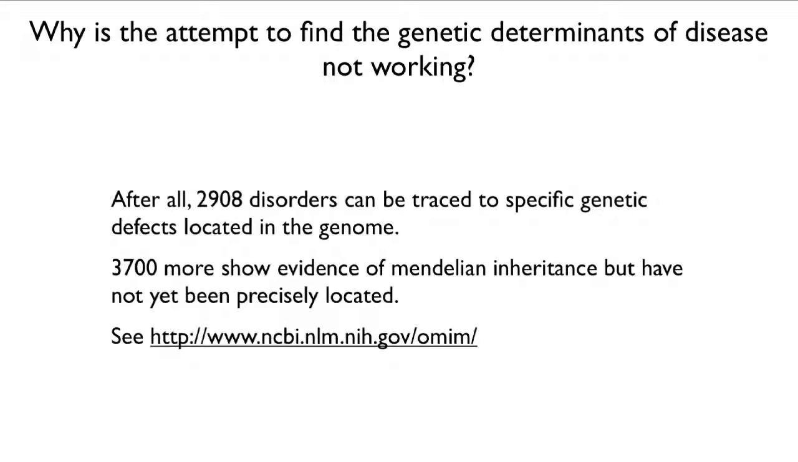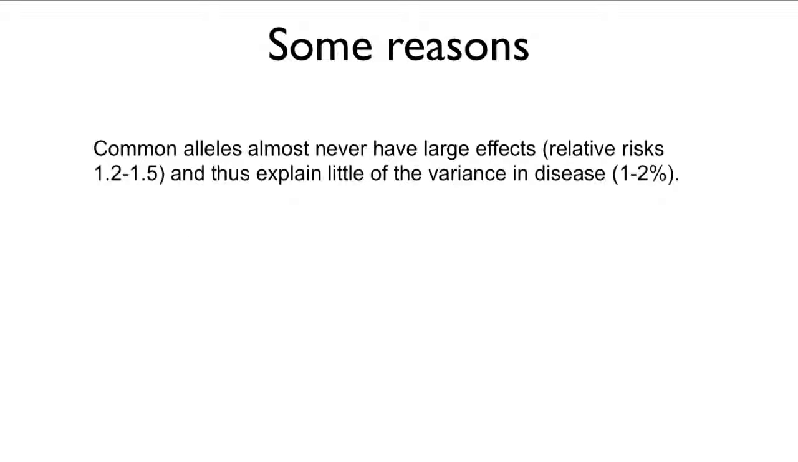We know that we have about 2,900 genetic disorders that had already been traced to specific genetic defects. We have another 3,700 disorders that show evidence of Mendelian inheritance but haven't been precisely located. And you can go to this website and see the list. And here are some reasons.